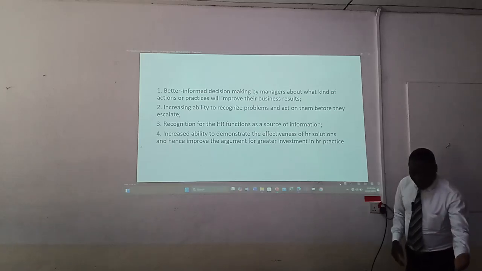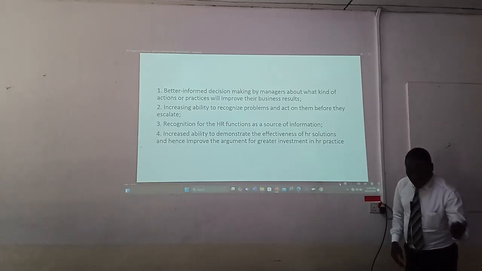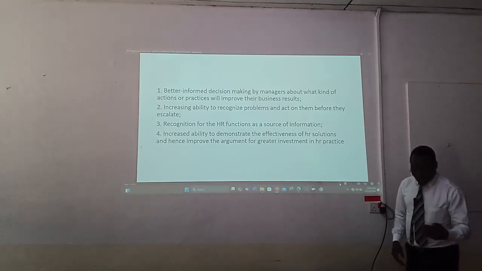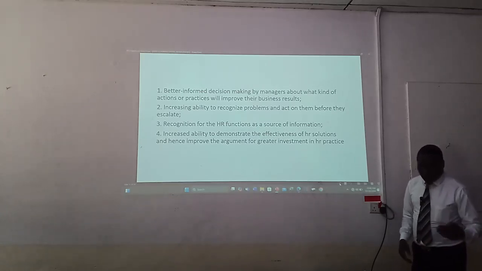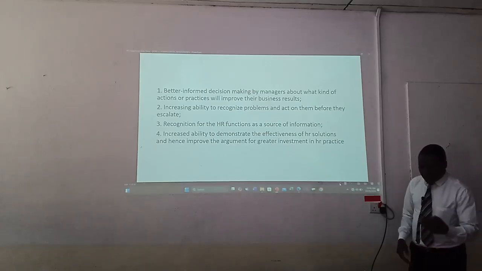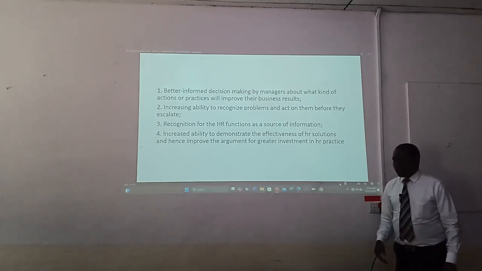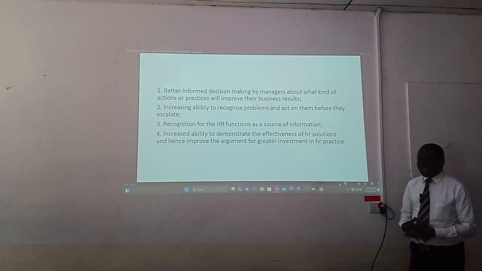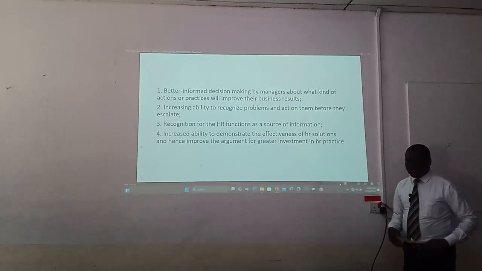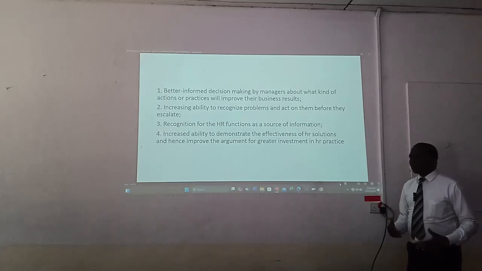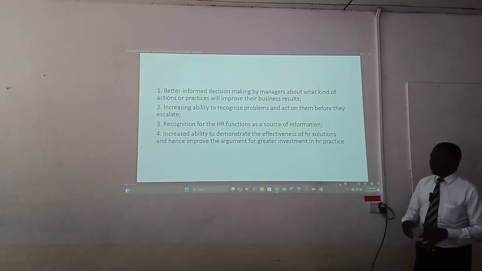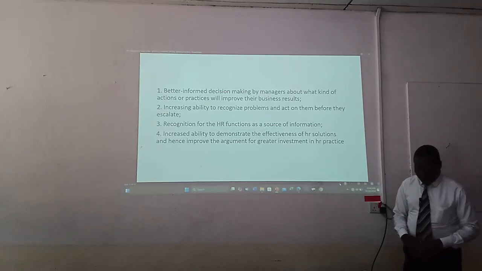And then through reporting, another benefit is the recognition for the HR function as a source of information. In other words, reporting is part of the HR function. And this is where you can get a lot of information, more information about your employees.